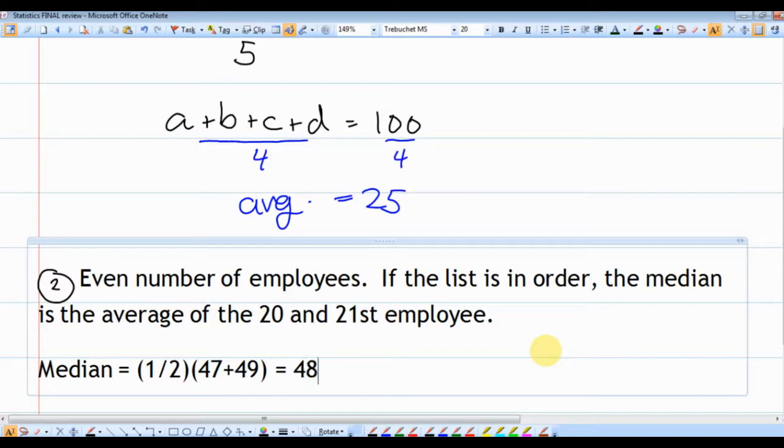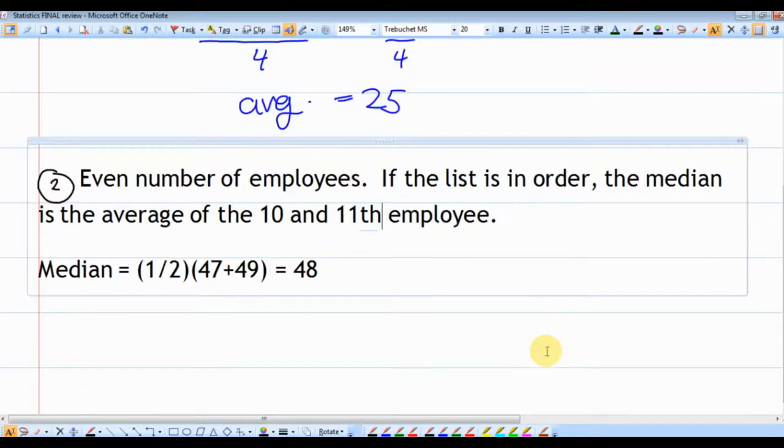The median is 48. It's the 10th and 11th. We need the 10th and 11th, yeah. 10th and 11th. Okay. That's question 2.